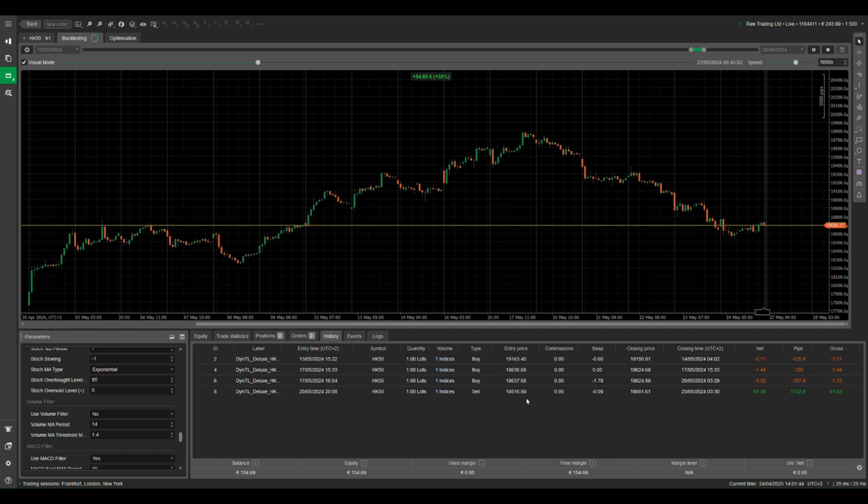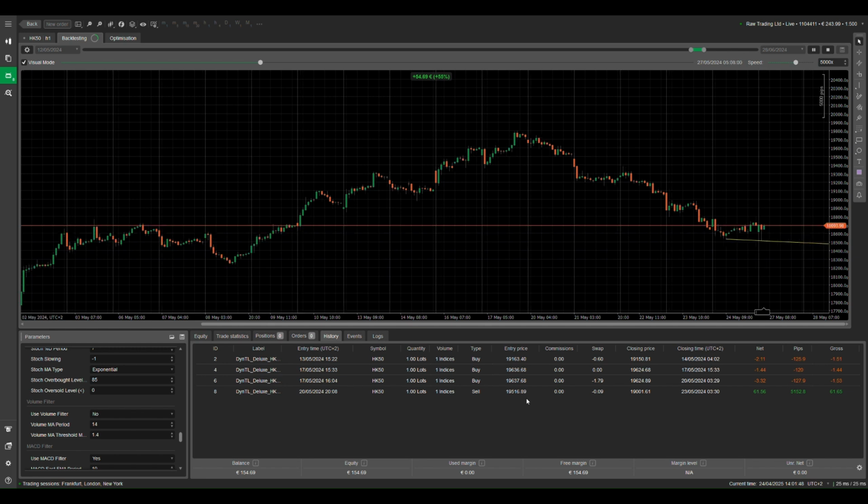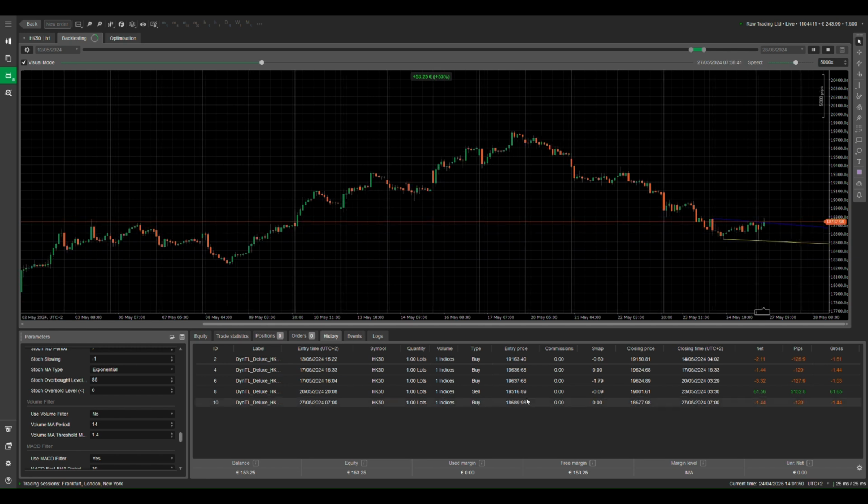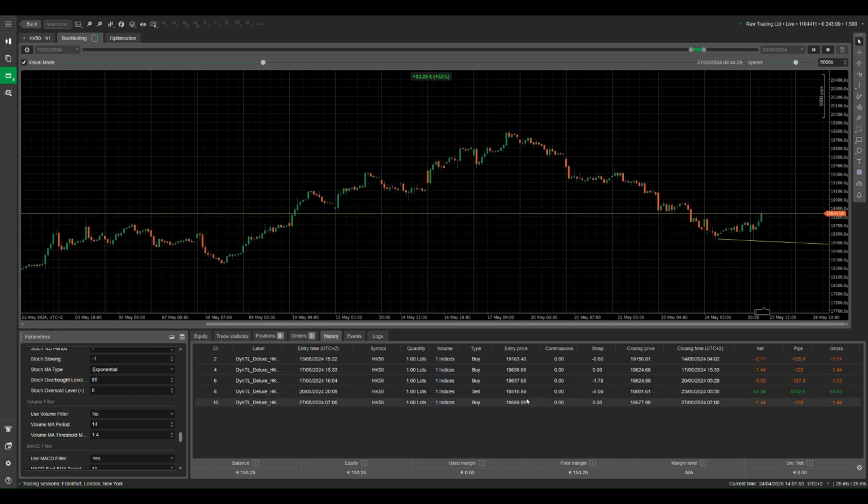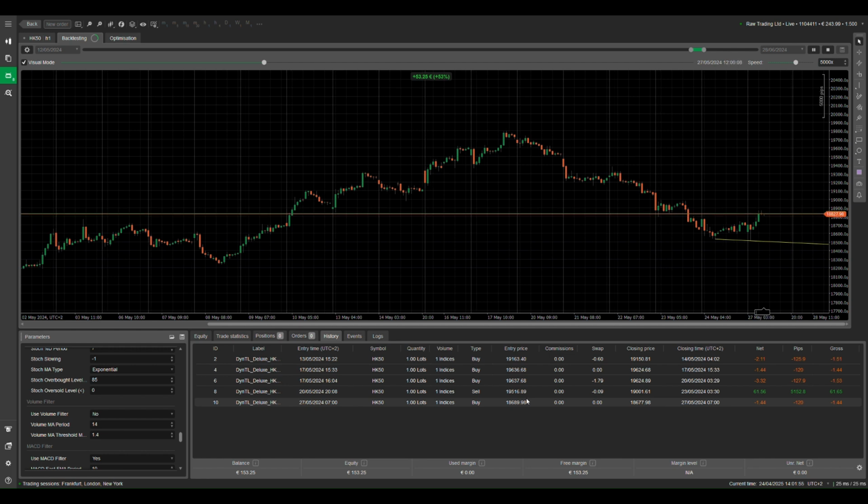Group: support actions. Action on support breakout. Description: defines the action to take when the price breaks below a valid support line. Continue trend: open a sell trade. Invert: open a buy trade. No action: do nothing. Default: continue trend.